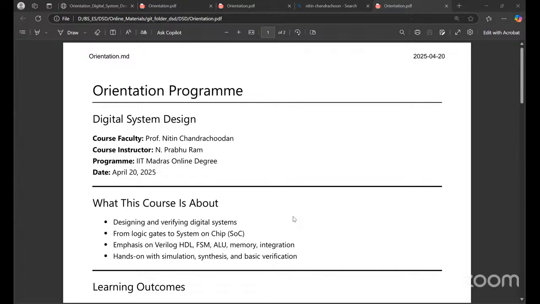Roughly speaking, what is the course about? This is, in some sense, a follow up course to the introduction to digital systems. The assumption here is that all of you have already successfully completed the intro to digital course. What that means is that you already know the basics of combinational logic, sequential logic, finite state machines, and so on. In this course, we will be taking those and seeing how you build systems out of them. As mentioned over here, it's basically about designing and verifying digital systems.